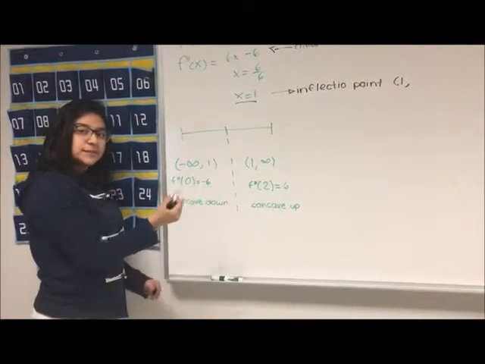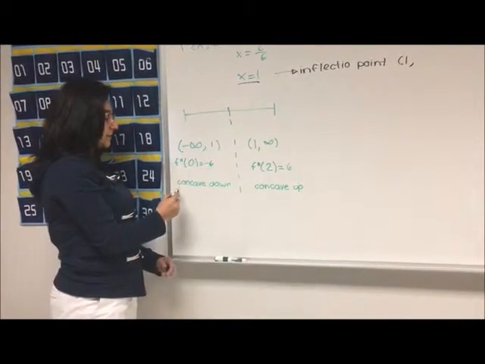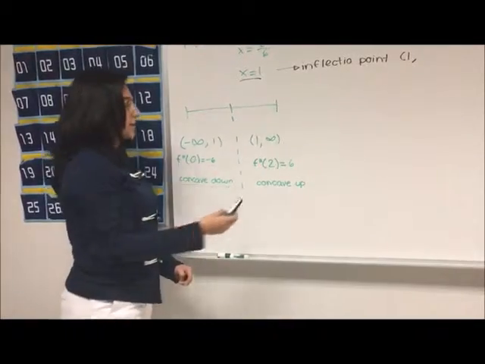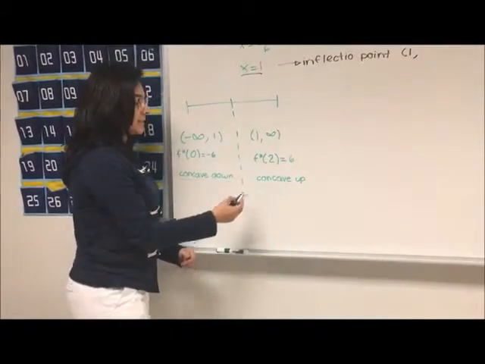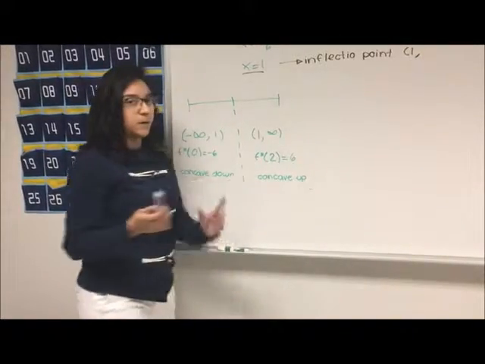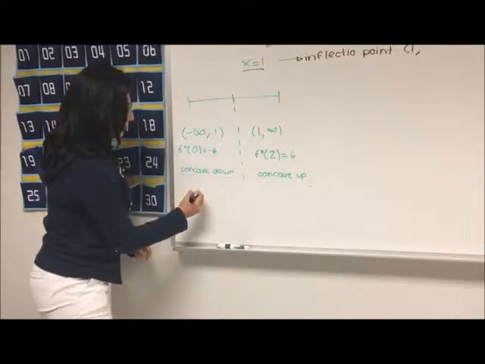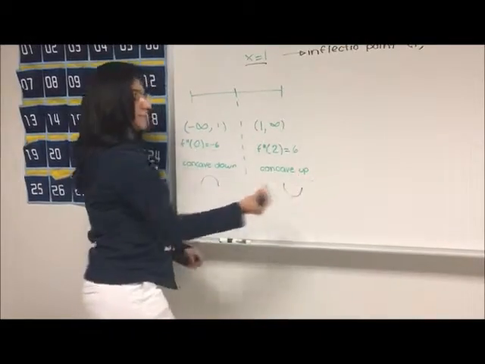This 6 is negative, so it means that the concavity is down. This 6 is positive, which tells us that the concavity is upwards. This is going to be like this, and this is going to be like this.